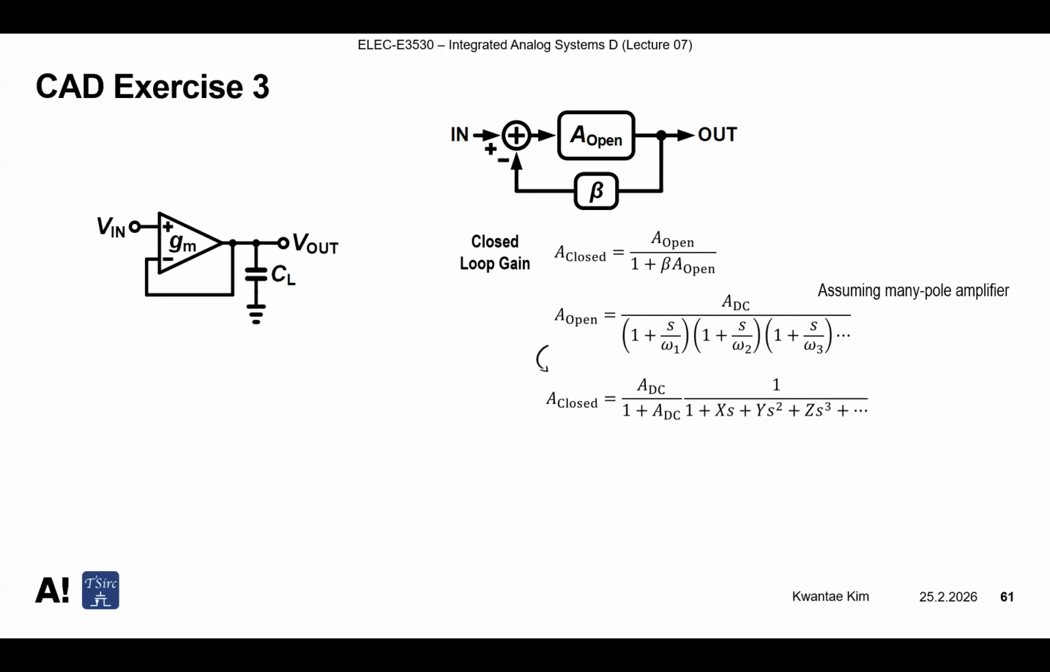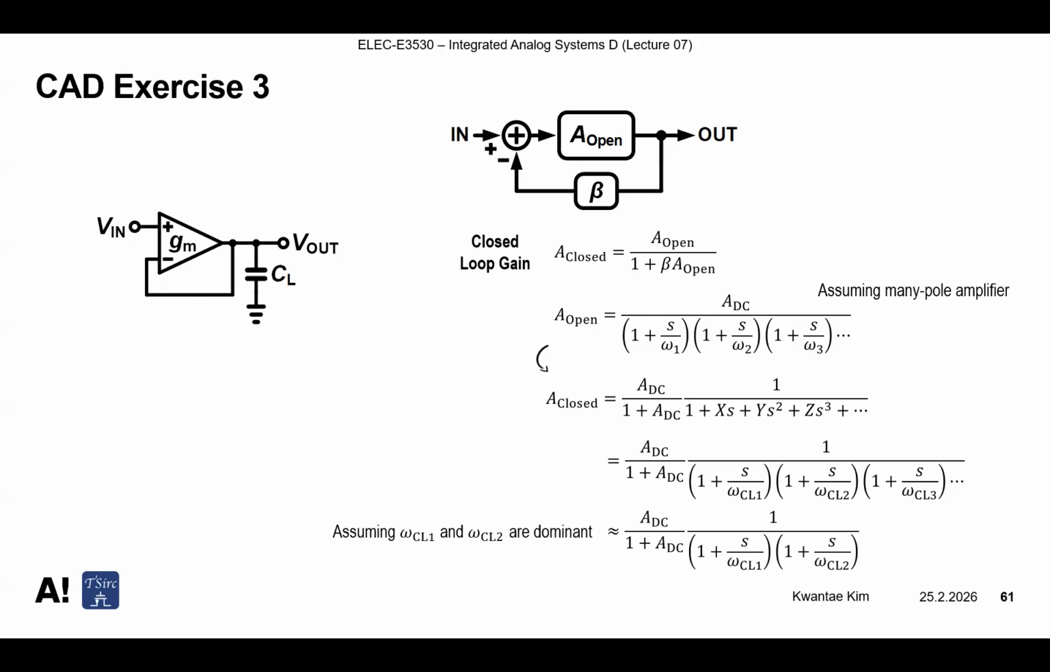And then you can also plug into open loop gain, into closed loop gain. Then there can be some high order S domain equations, but still you can have a DC form. And it can be organized into first pole, second pole, third pole, and so on and so forth.